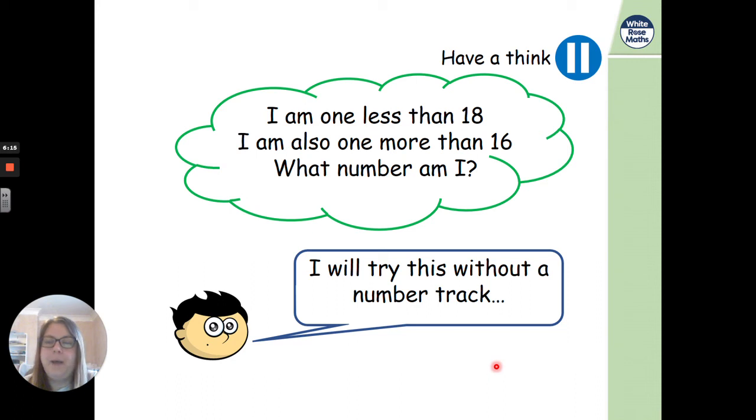I am number 17. Well done if you said that. And that's another one, grown-ups, that you could do at home, saying I'm 1 less than a number, I'm also 1 more than another number, and getting the children to see if they can say what number you are.